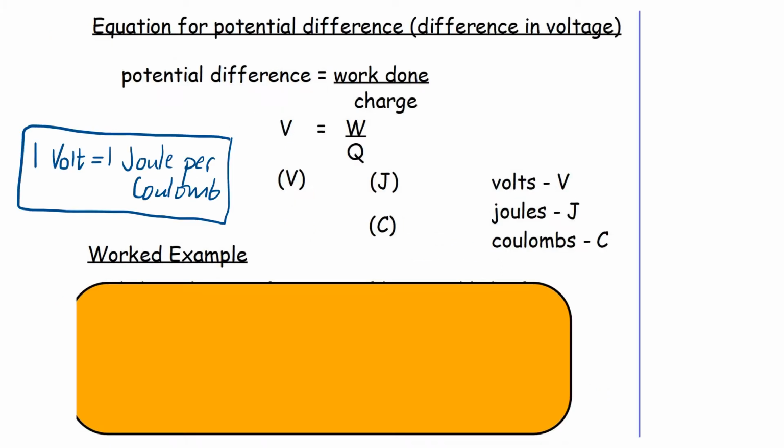The equation for potential difference is given here. Potential difference equals work done divided by charge, or V equals W divided by Q. And from this we can define the volt. The unit of work done is the joule, and the unit of charge is the coulomb, and therefore the unit of the volt, 1 volt, equals 1 joule per coulomb. So the volt is a measure of the energy transferred to the circuit per unit of coulomb that is transferred.